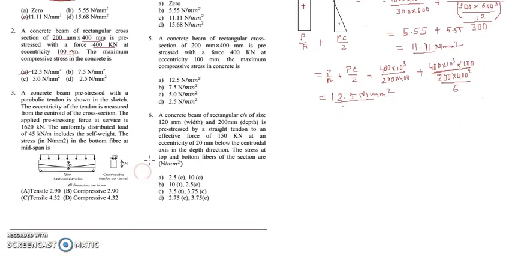The next question is: a concrete beam pre-stressed with a parabolic tendon is shown in the sketch. The eccentricity of the tendon is measured from the center of the cross section. That's fine. The applied pre-stressing force is P equal to 1620 kilonewton. The uniformly distributed load of 45 kN includes the self-weight. The stress in the bottom fiber at mid-span is. When they ask including the live load plus self-load, what they are asking is the ultimate one. This is the final one.